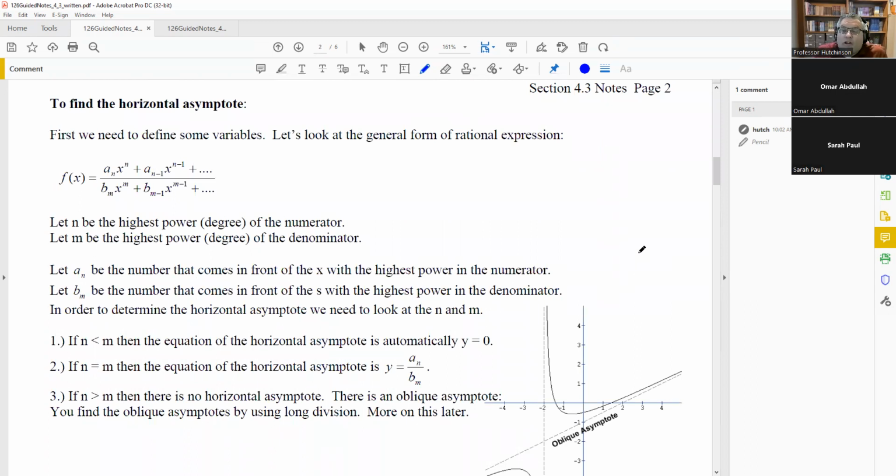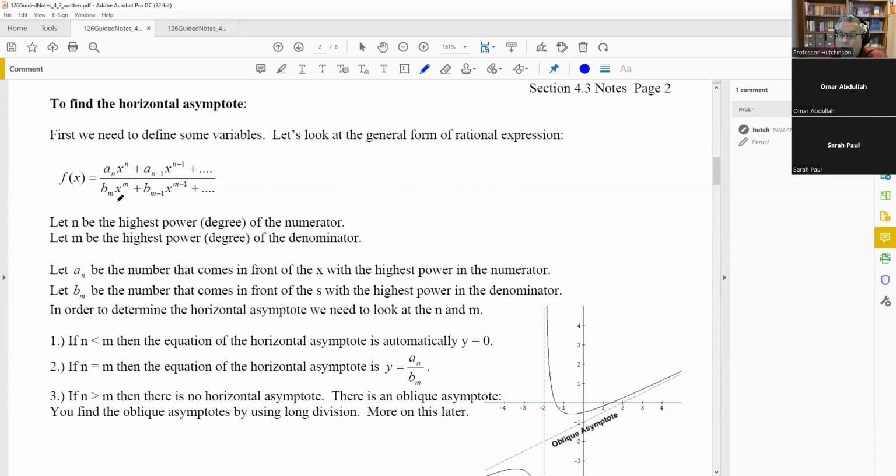If you want to find the horizontal asymptote, this is in your notes. There are some different rules that we have here, a 1, 2, and 3 rule at the bottom. Before we get to those rules, I have to set up some variables first. This is, again, finding the horizontal asymptote algebraically. This means that we don't have a graph to read off of. We just have to find it from the equation itself.